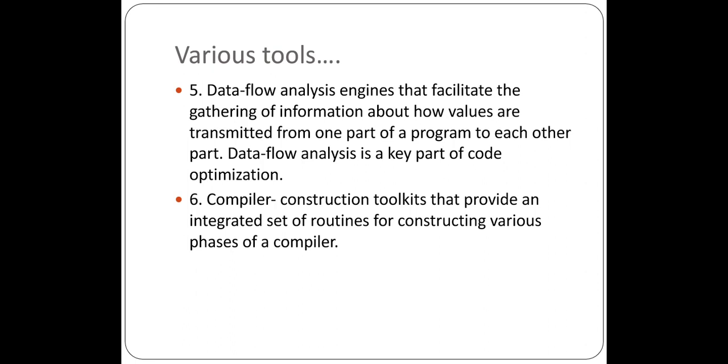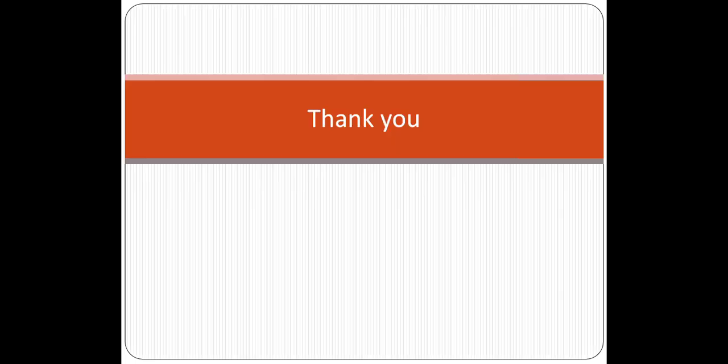And then you have compiler construction toolkits. These toolkits provide some routines, and using those routines you will be able to construct automatic code generators, automatic parser generators, and automatic scanner generators. Using those things we are able to separate the phases of the compiler and process them. So these are the various tools that we have related to compiler writing.